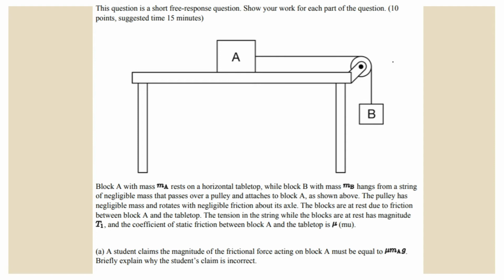It says here the tension in the string while the blocks are at rest has a magnitude T1, and the coefficient of static friction between block A and the tabletop is mu. Notice there is no subscript S on there. That's the coefficient of static friction, as they say here. It says a student claims the magnitude of the frictional force acting on block A must be equal to mu MAG. Explain why the student's claim is incorrect.